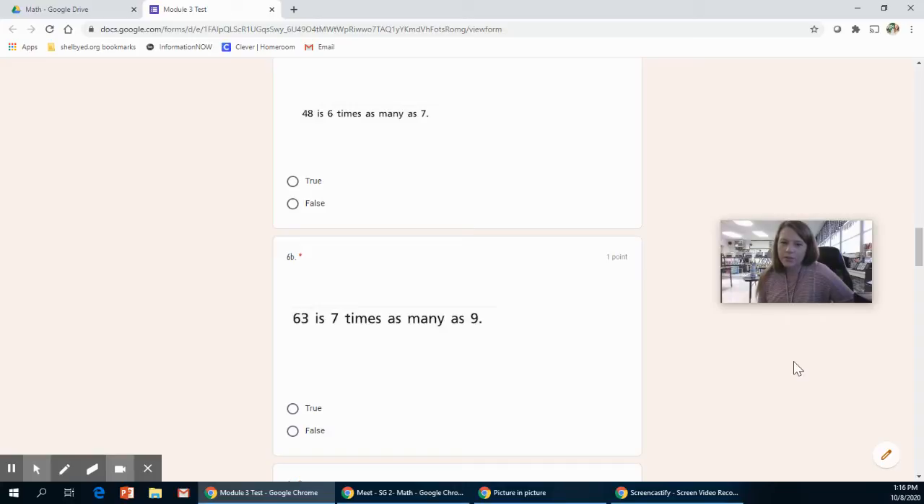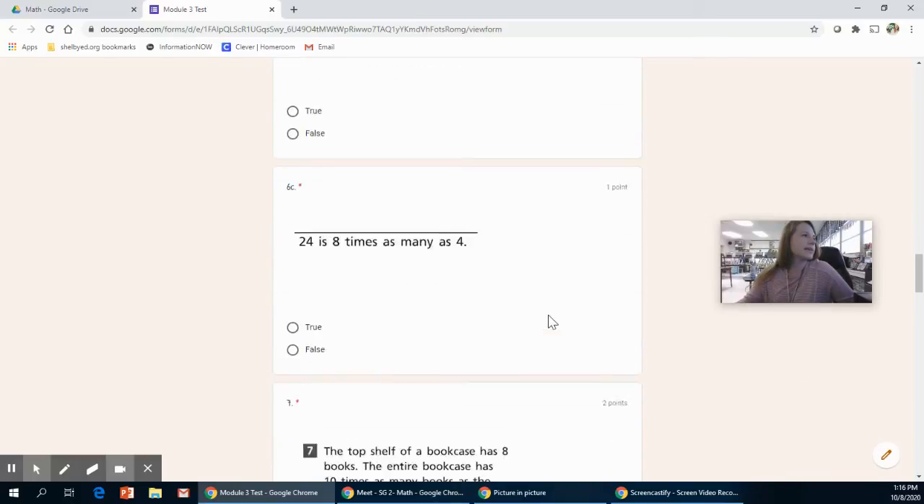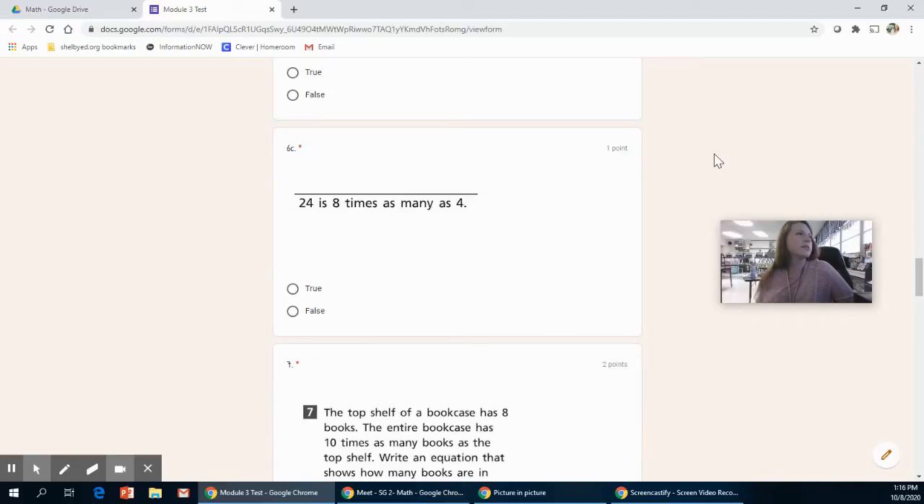If you're stuck on this one, write down the number of the problem and circle it so that you can come back to it so we can keep going. All right, 6C. True or false? 24 is 8 times as many as 4.